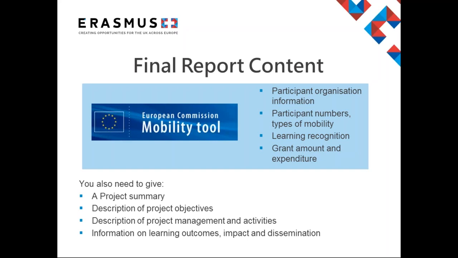You will have to manually complete several sections of narrative within the report. A summary of the completed project, which may be used on the Erasmus Plus dissemination platform, the Erasmus Plus project results platform. A description of the project objectives and how you evaluated the extent to which these objectives were met. The project's practical arrangements and the project management and monitoring processes that you had in place. The project activities and how they were organised. The learning outcomes gained by the project participants, the impact of the project on its participants, participating organisations and other stakeholders if relevant, and how the project results and achievements have been disseminated.